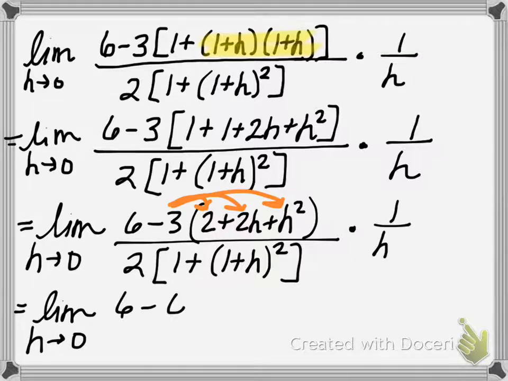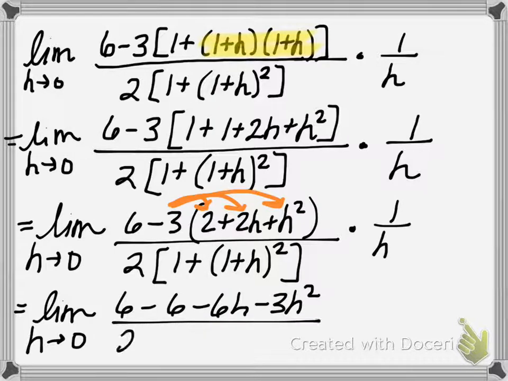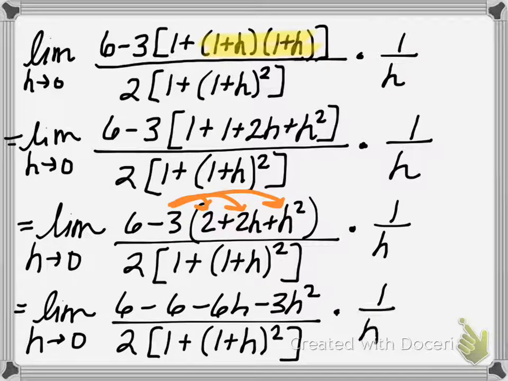Six minus 6h minus 3h squared when we distribute. And finally, we can combine like terms in the numerator. And we notice that the 6's subtract out to equal 0. And what we're left with here in the numerator, both of these terms have an h in common.